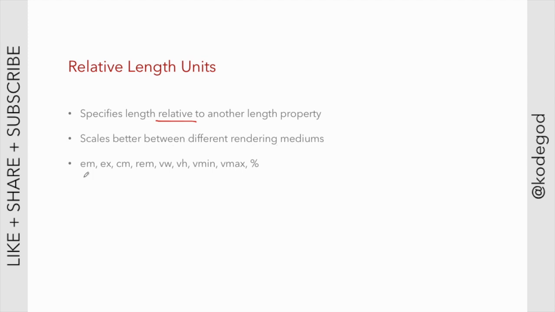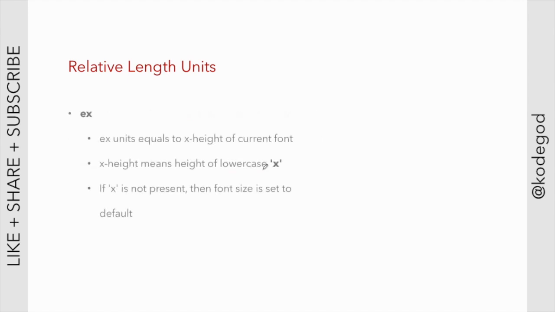And the units that are commonly used: em, ex, ch, rem. vw is basically view width, vh is view height, then vmin, vmax, and then percentage. A few of these we have already seen, but let us touch this point again. So we'll start with the ex. ex units equal the x-height of the current font. So whatever the height of the letter x, of the lowercase x, that will be considered as the x-height.